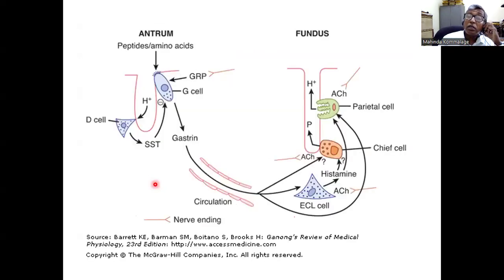So I will explain the activation of these three receptors, and this is something you need to understand. You need good attention for this. So, let's take a short break.